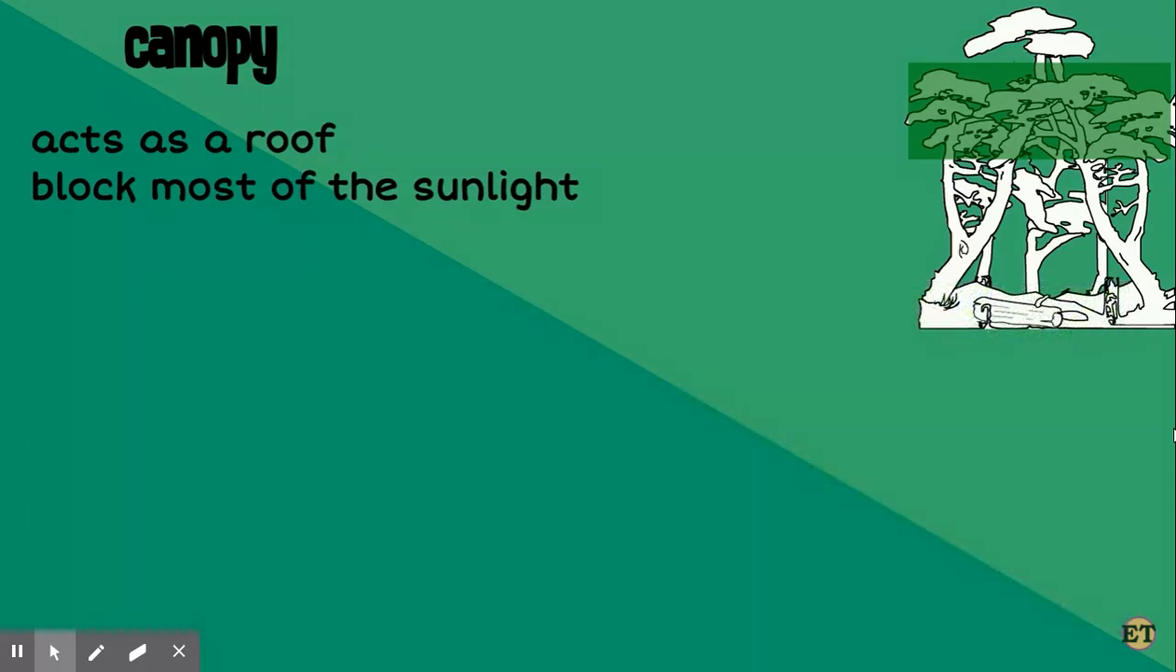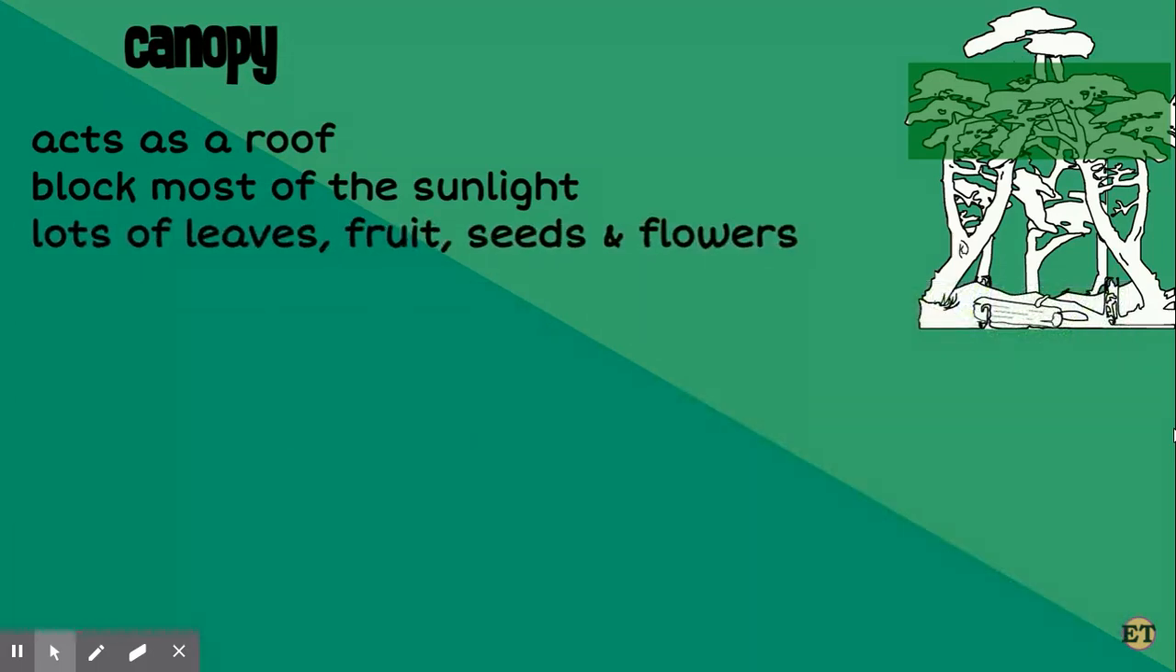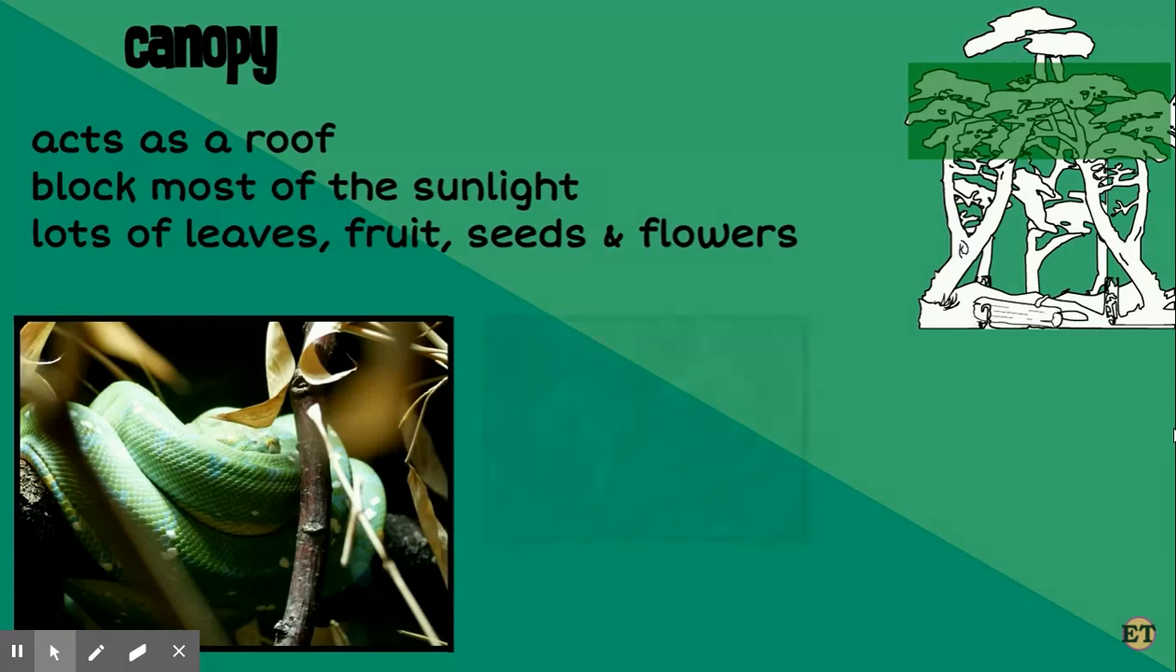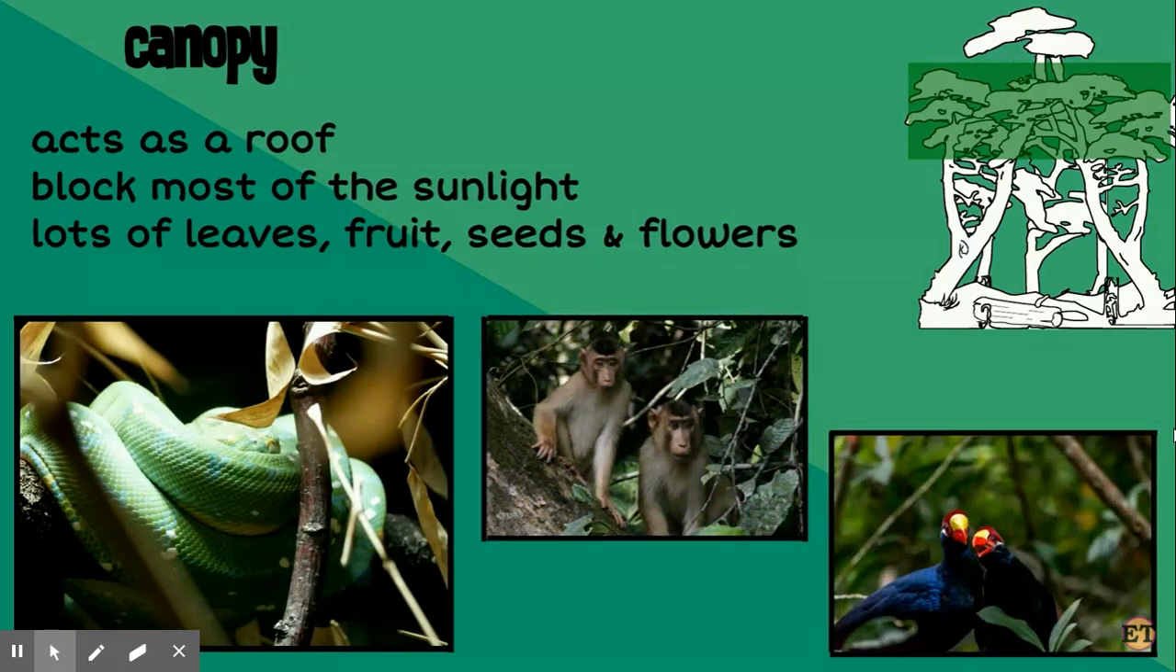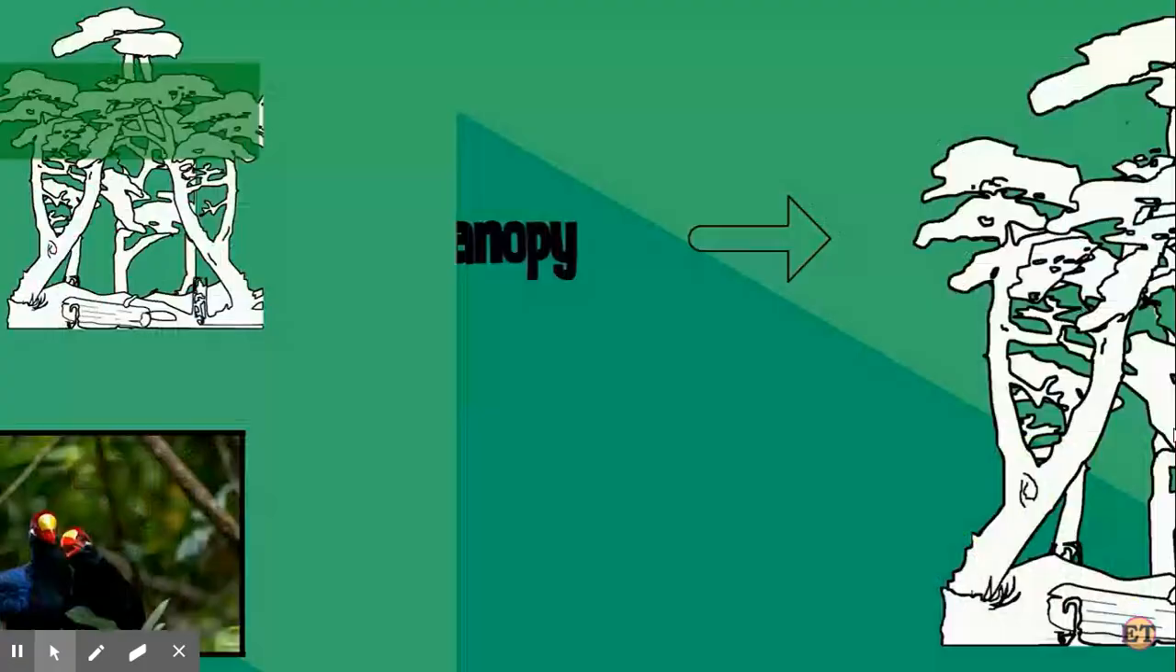An abundance of leaves, fruits, seeds, and flowers grow here. For this reason, it is estimated that 70 to 90% of all the animals that live in rainforests live in the canopy. The canopy layer also provides protection to many animals from predators roaming about on the forest floor.